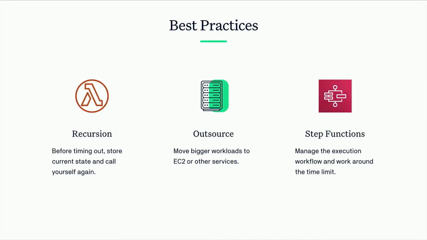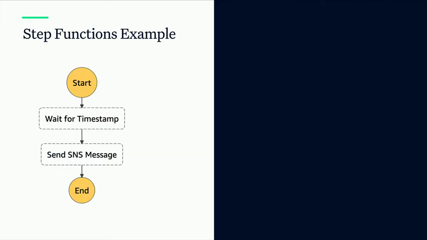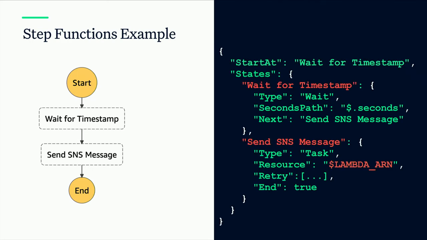Another option is then to use AWS Step Functions. AWS Step Functions is quite a nice way to manage the execution workflow and work around this time limit. Here's just a simple example of how the Step Functions service works or can look. You define some kind of state machine, which in this case is just waiting for a timestamp, and after that, it sends an SNS message. And you define this by providing a JSON document, and these states are connected to what you write into the document.